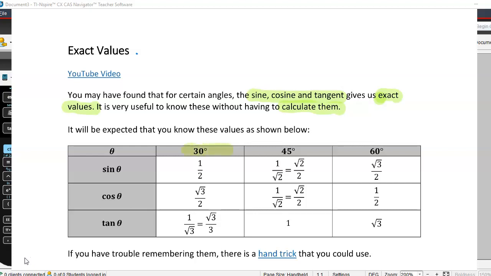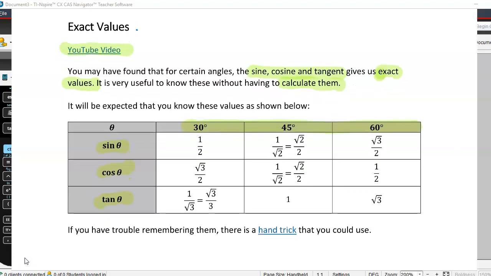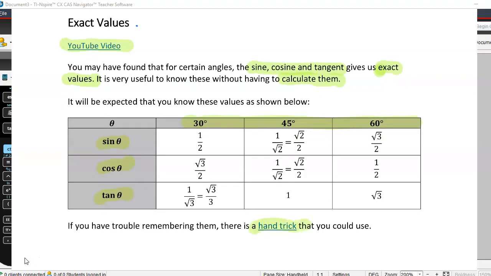So these are the ones that you are going to need to know. So that's 30 degrees, 45 degrees, 60 degrees, and 90 degrees, but I haven't got that listed here. You'll be expected to know these in methods as well. So if you learn them now, it's going to put you in good stead. And you need to know them for sine, cosine, and tangent of those angles. So there's a little YouTube video there that explains how we got them. And there's a little hand trick video as well to help you remember them. I've watched that, and that's actually a very good trick, which I might start using myself.